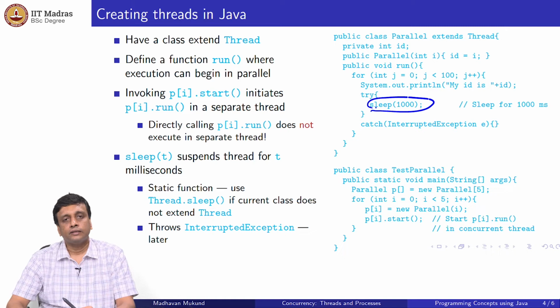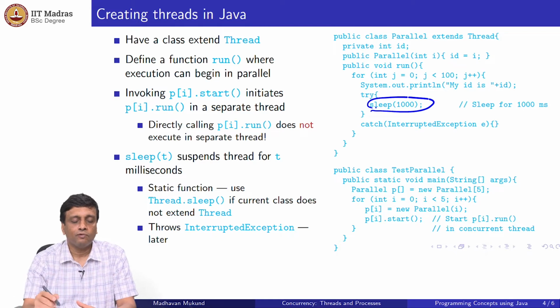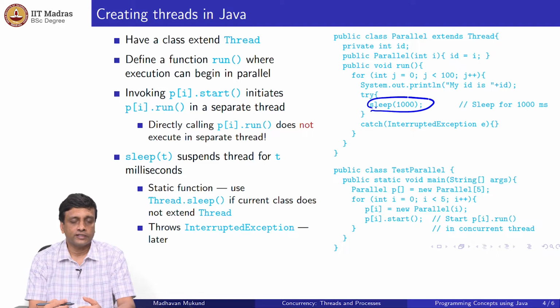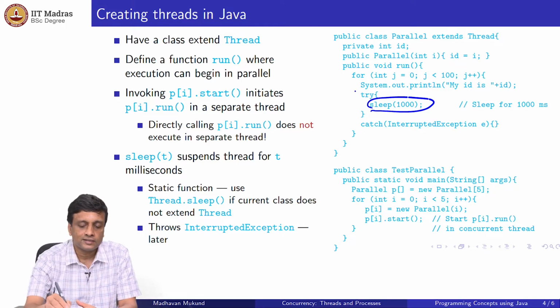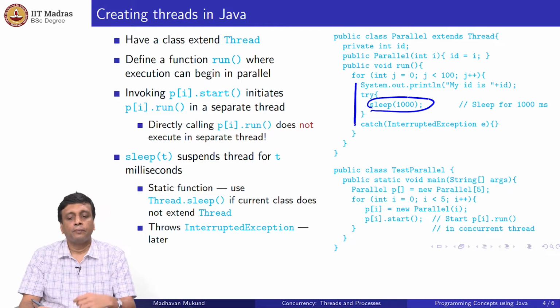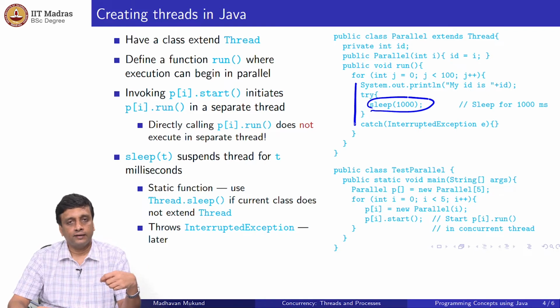So this sleep is a function which tells a thread to essentially go to sleep. You provide a time which is, in Java, in milliseconds. So 1000 milliseconds is 1 second. A millisecond is 1 by 1000th of a second, like a millimeter is 1 by 1000th of a meter. So essentially what we are telling this loop is print the ID of the current thread, wait 1 second, print the ID of the current thread again, wait 1 second, and so on.